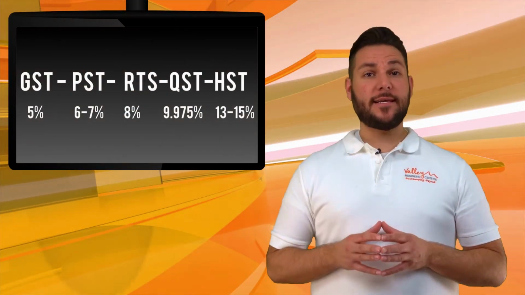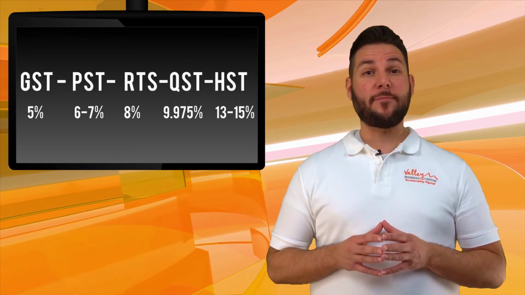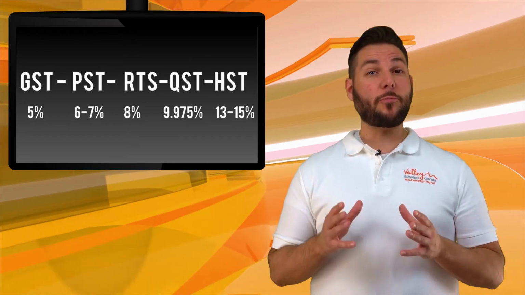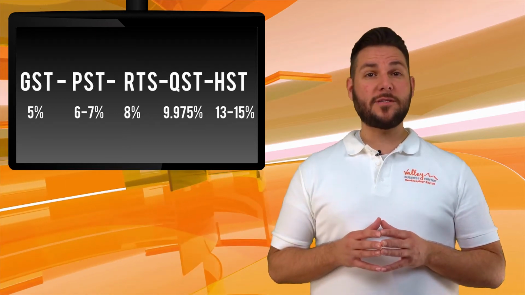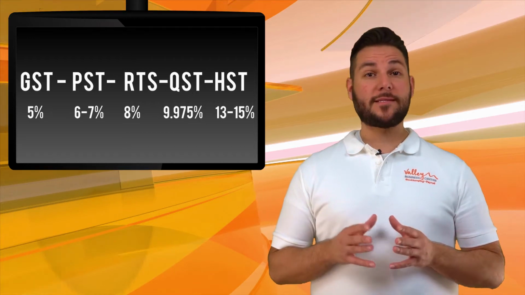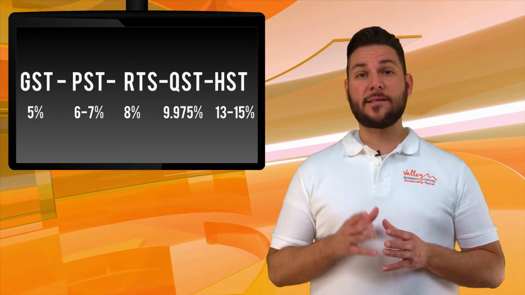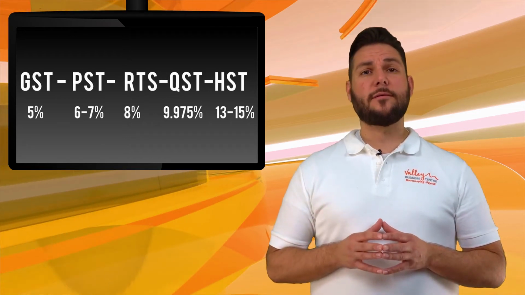The GST is the Goods and Services Tax. That is the federal tax which is currently at 5% and charged throughout all the provinces and territories in Canada. This is the tax that most business owners throughout Canada are familiar with. PST, however, is a provincial sales tax that is applied and varies throughout Canada depending on province.